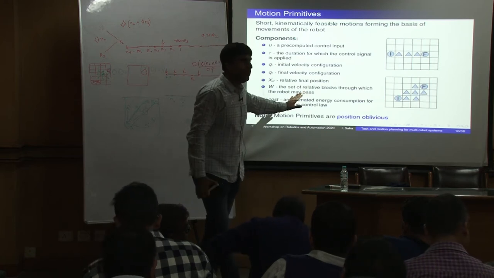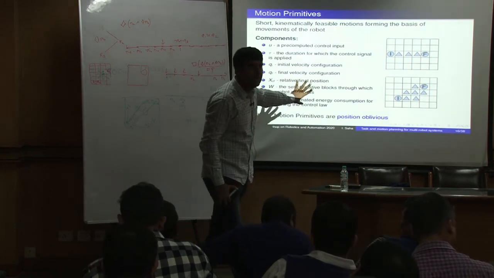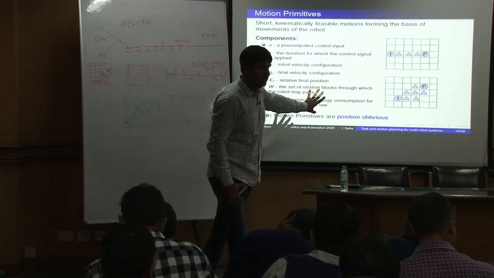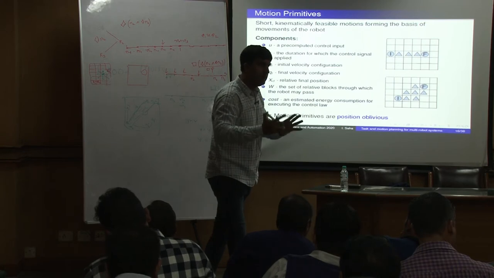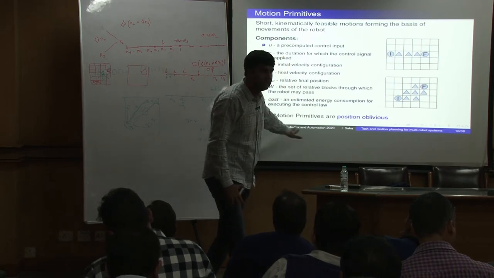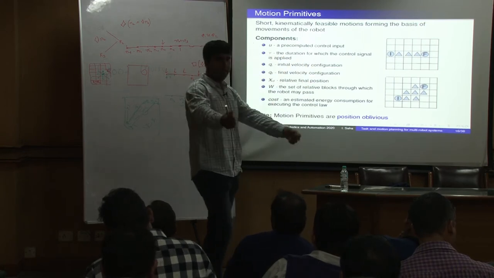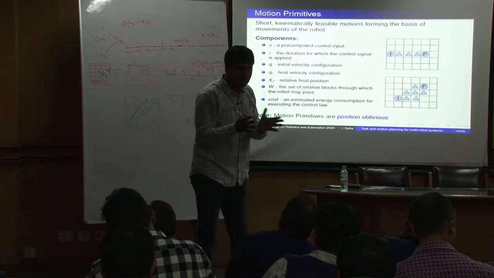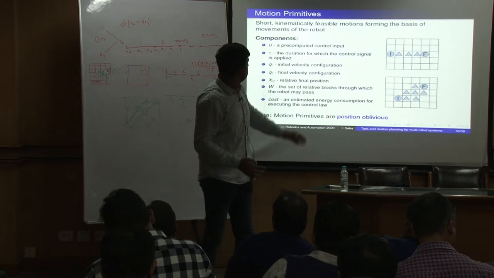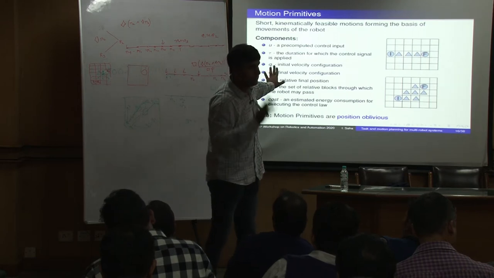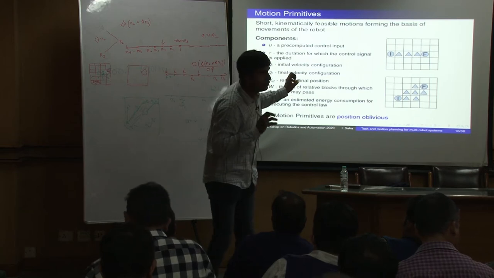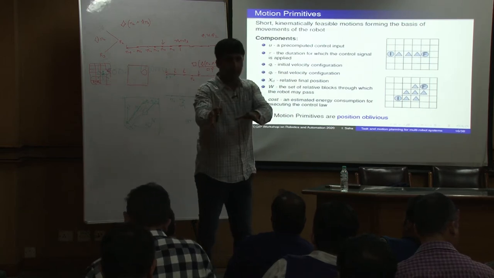The point is that these motion primitives are designed offline, right? Before solving the planning problem, we first synthesize this set of motion primitives. So you buy a robot, and you analyze it and figure out what possible motions it can take, and you design this set of motion primitives before even thinking about the planning problem. And now this set goes as an input to the planner.